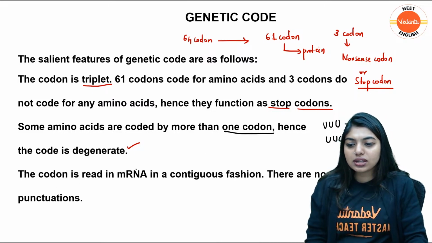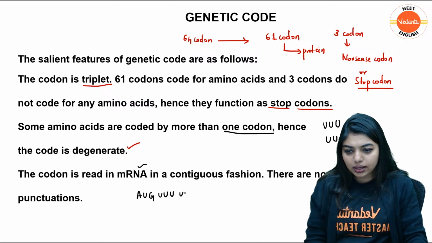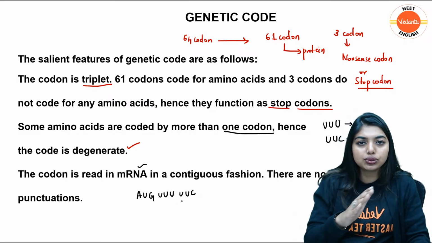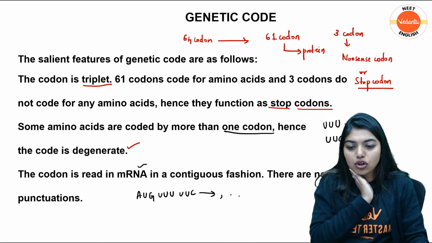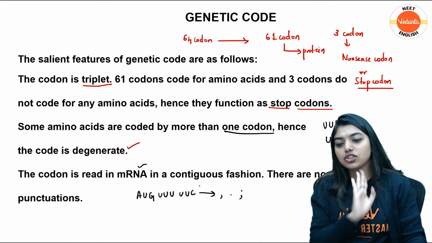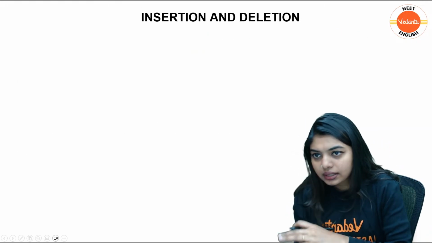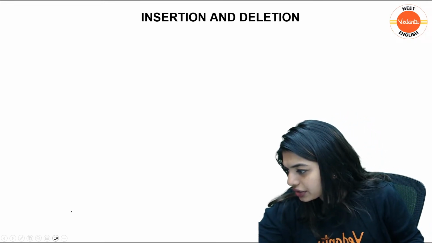The codon is read in mRNA in a contiguous fashion. That means, students, this is my mRNA. I will not read AUG, UUU. I'll read AUG, UUU, UUC. I will read it continuously without any comma, full stop, semicolon, nothing. Just a continuous pattern, in a continuous manner.